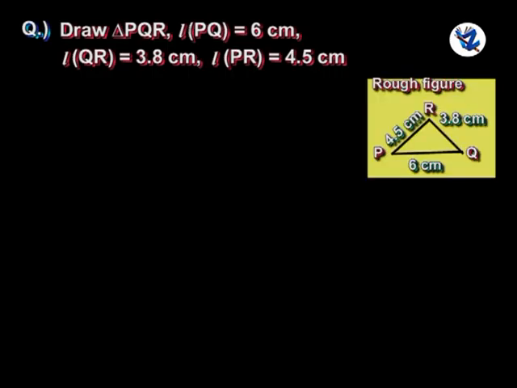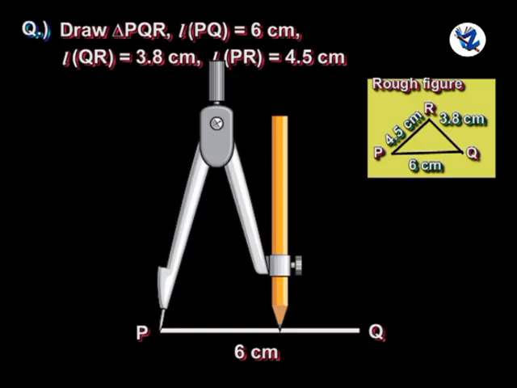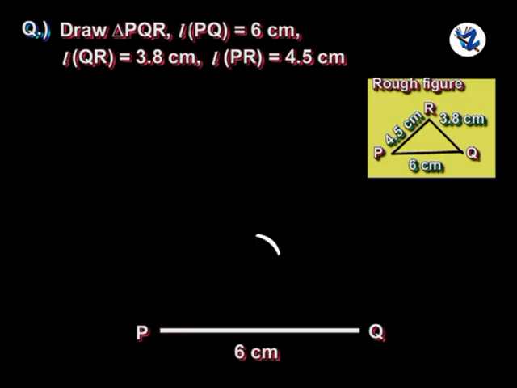First we'll draw the rough sketch. The longest side is PQ, 6 cm. So first we'll draw PQ 6 cm, then QR 3.8 cm and PR 4.5 cm. Now the steps. Draw segment PQ of 6 cm. Keep the point of compass on P and take the distance 4.5 cm in the compass. Keep one point on P and draw an arc.